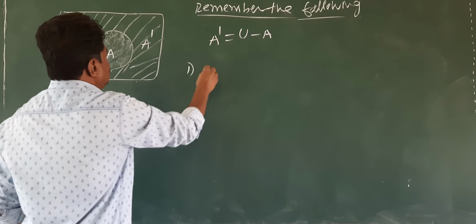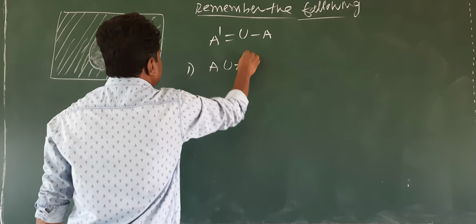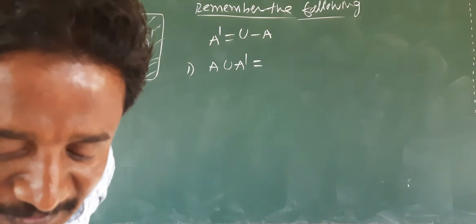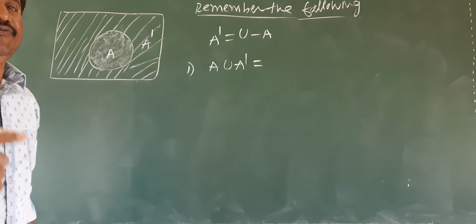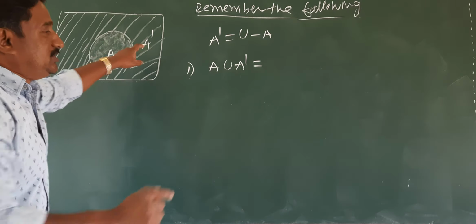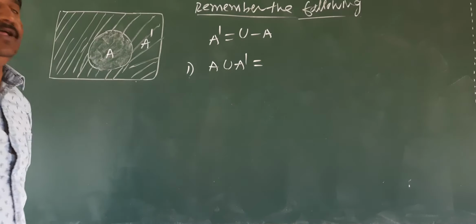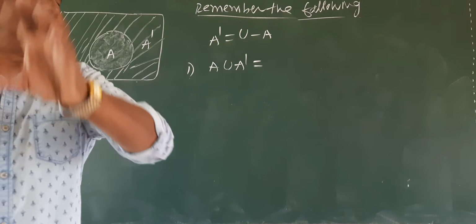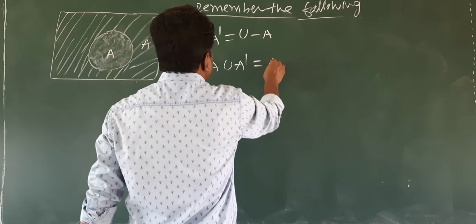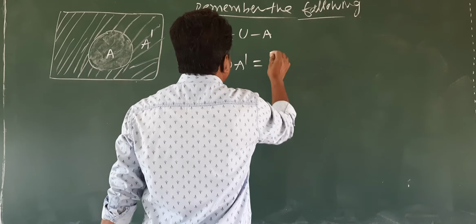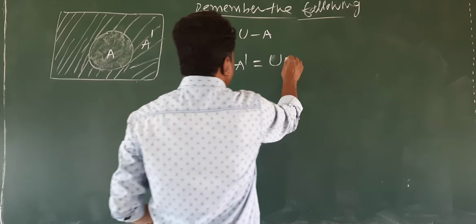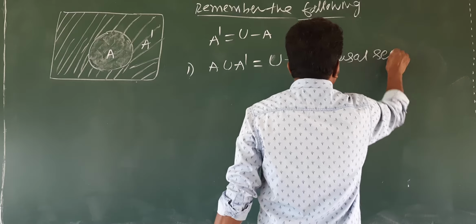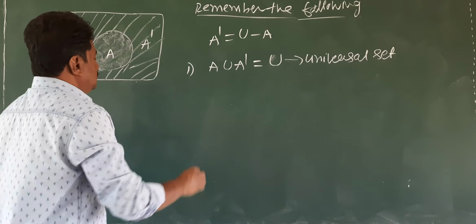First one, A union A dash. If I combine both A and A dash, I am going to get that full rectangle. What does the full rectangle mean? It is U, the universal set. A union A dash is always the universal set.